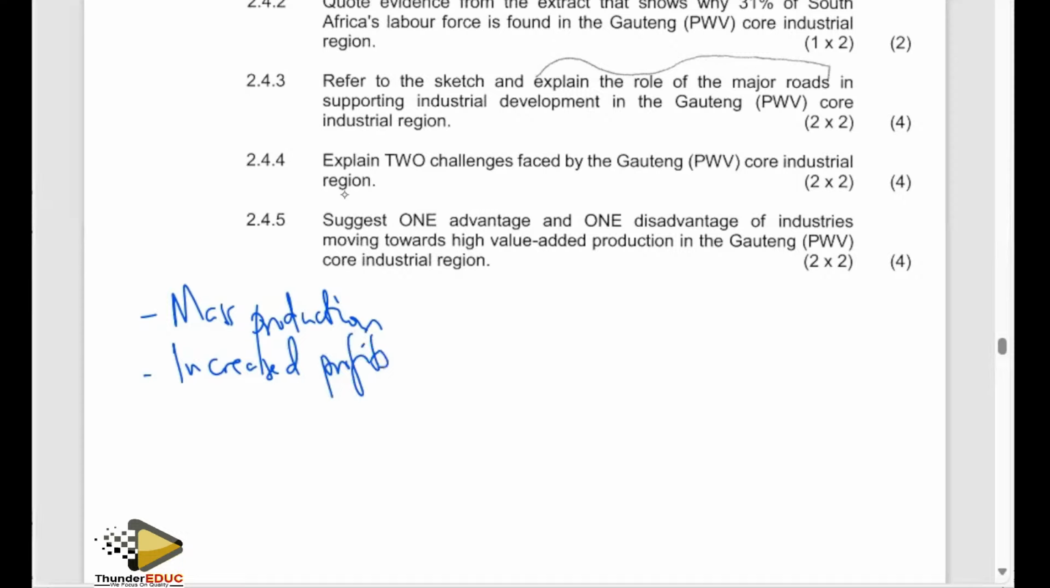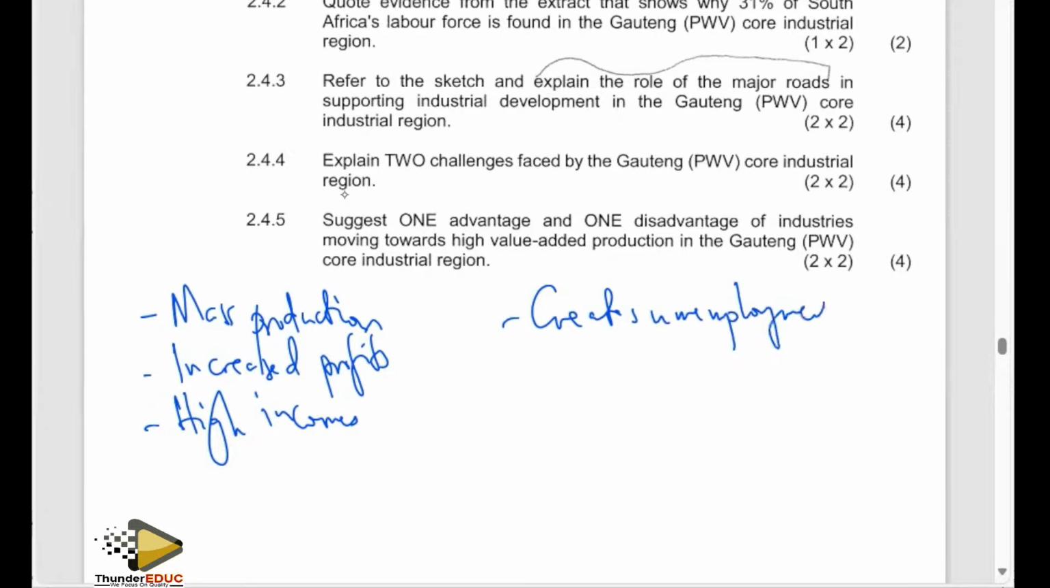The businesses. And also with increased profits, it will also mean there will be higher incomes for the workforce. Then the disadvantage with this system here creates unemployment. The work that was supposed to be done by manual labor now is being done by machines and by robots, which automatically means it's going to create unemployment for the people in the area.